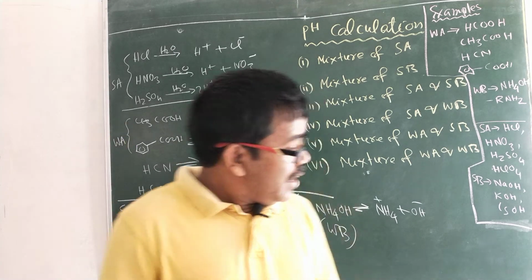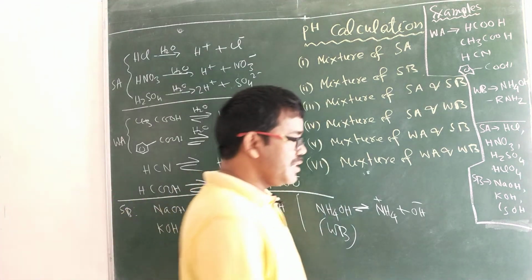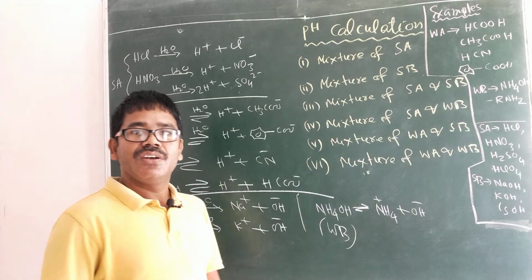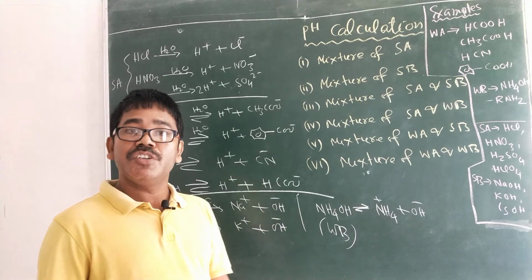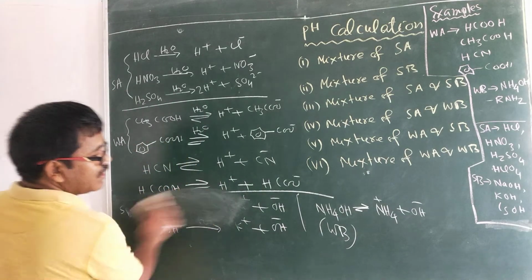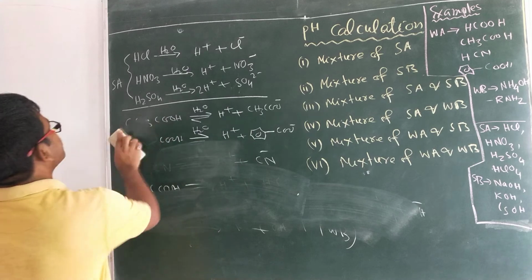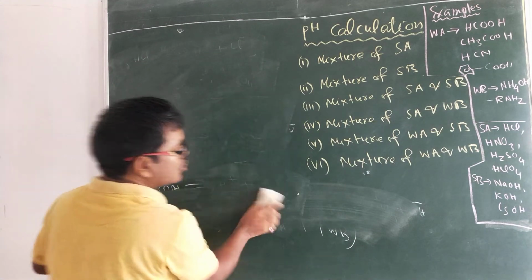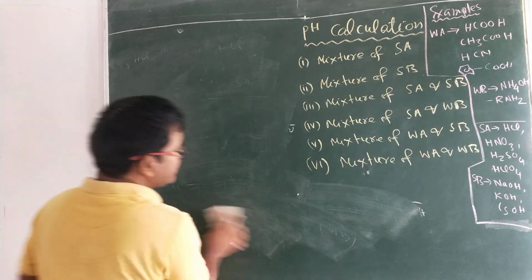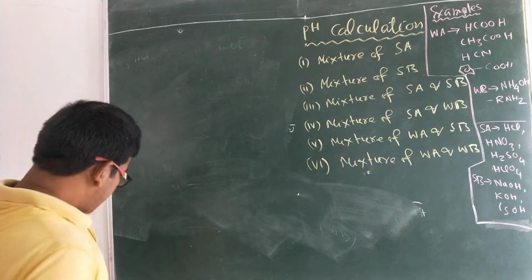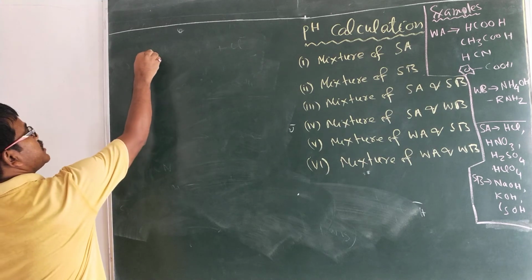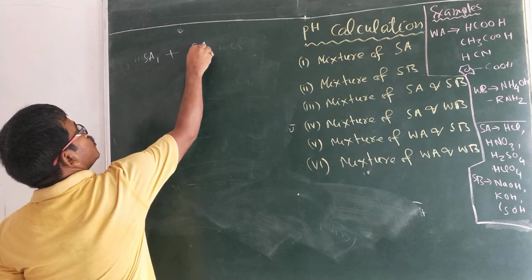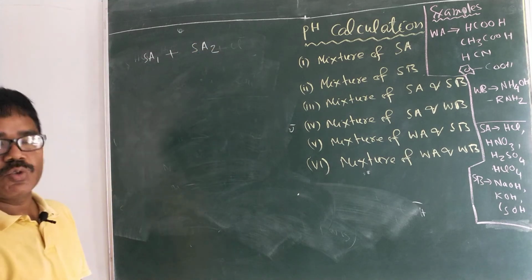Clear? Now we will see how to calculate the pH of a mixture of strong acids. Let us take the first case, calculation of pH for a mixture of strong acids. Here you see, if we have two strong acids, strong acid 1 and strong acid 2.